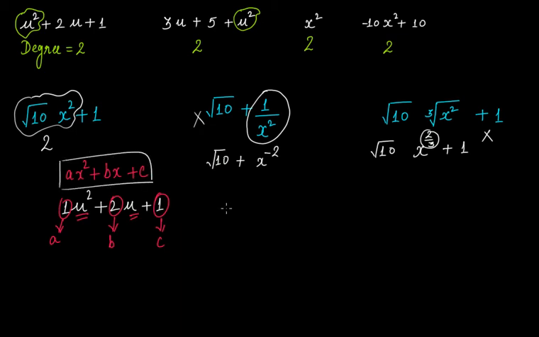Let's take this one. This is 3u plus 5 plus u squared. It means that we can write it as u squared plus 3u plus 5. Now u squared means 1 u squared. In this case, this is a constant, this is b a constant, this is c a constant, of the form ax squared plus bx plus c. Okay.